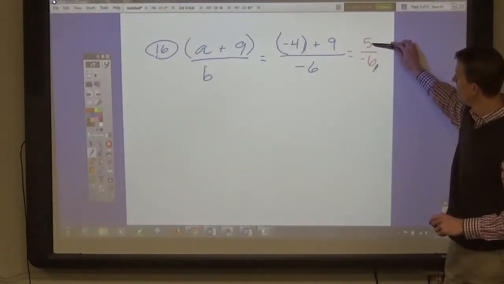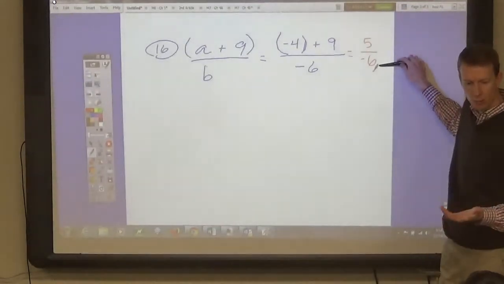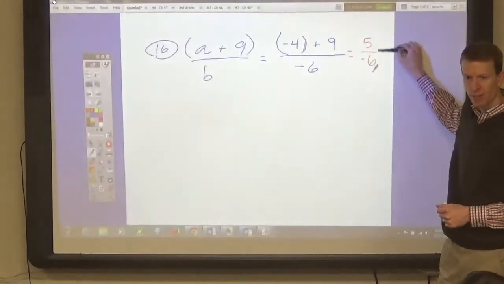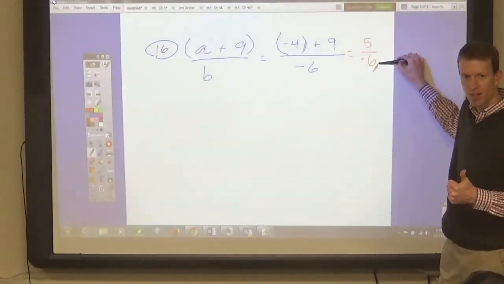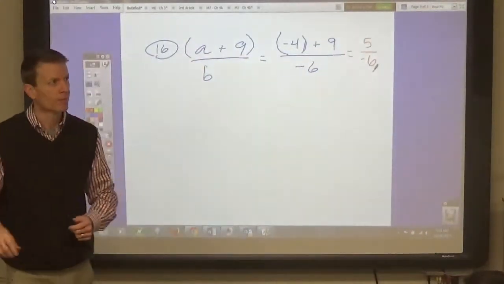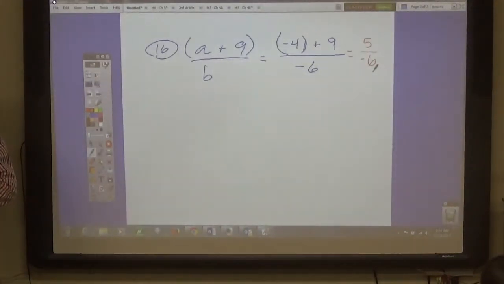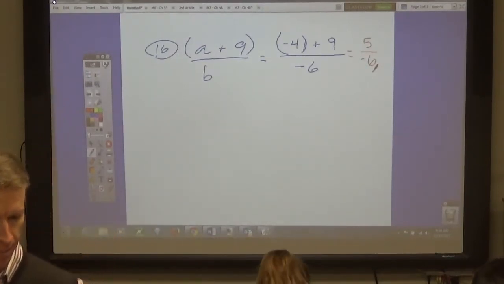So if you think of this as division, 5 divided by negative 6 would give you a negative answer. So this is a negative fraction. Does that make sense? You're with me? Yeah. Okay, good. Questions? Good. So let's do 2 through 20 evens. Okay?